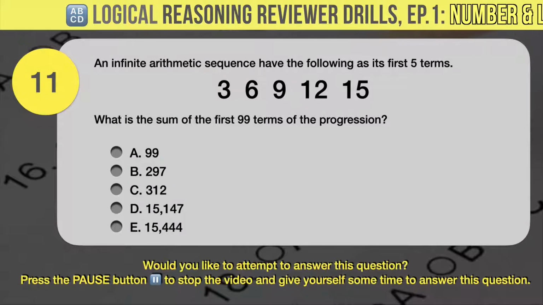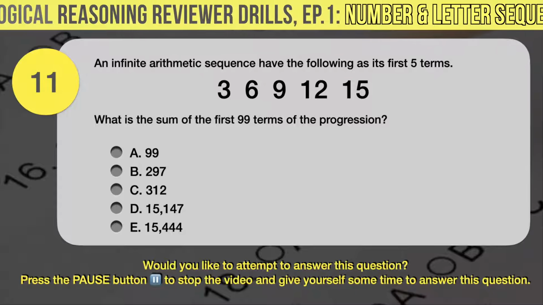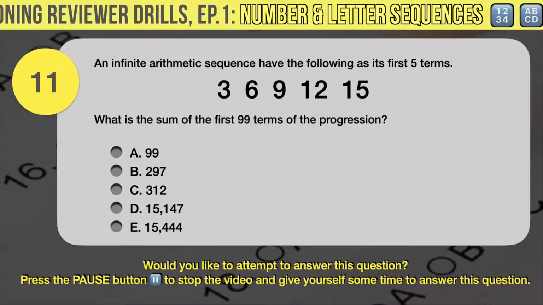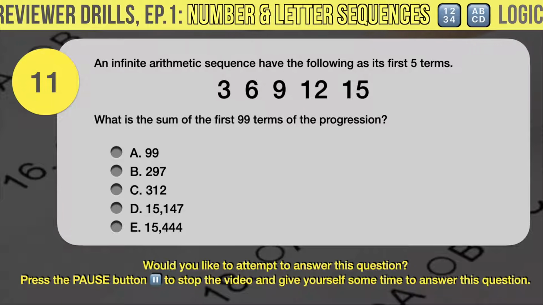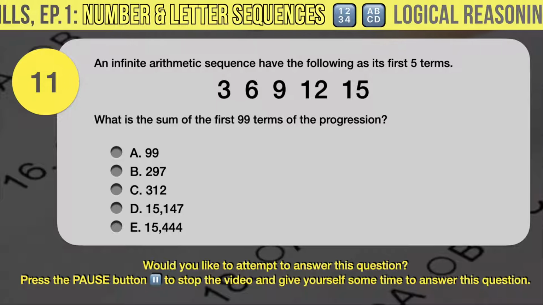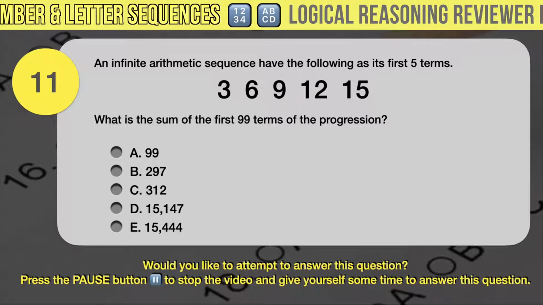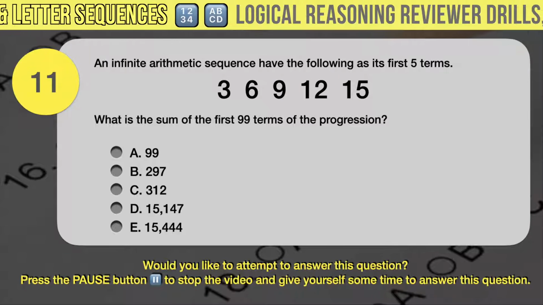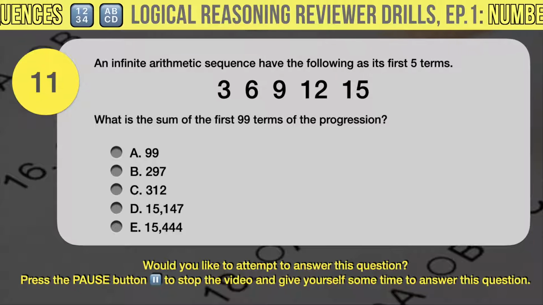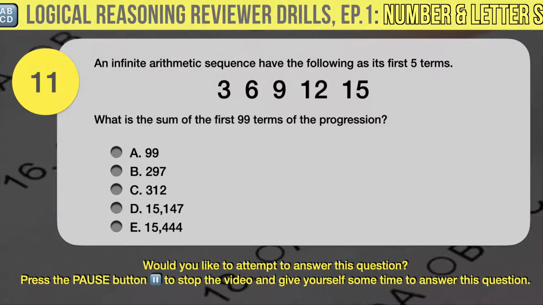Drill question number 11. An infinite arithmetic sequence has the following as its first 5 terms: 3, 6, 9, 12, 15. What is the sum of the first 99 terms of the progression? A, 99. B, 297. C, 312. D, 15,147. E, 15,444. The correct answer is E.